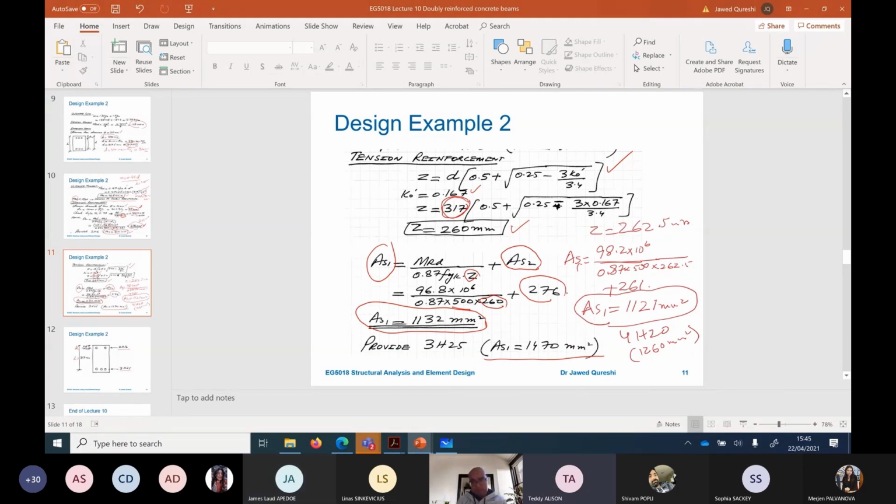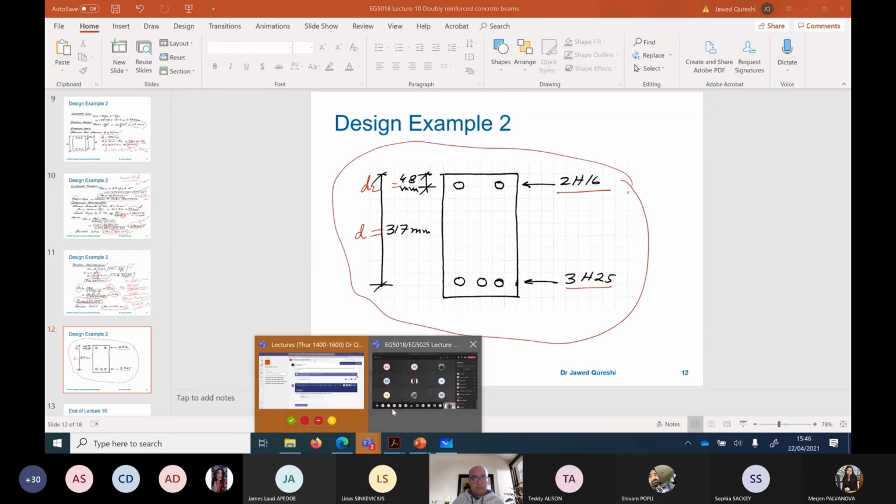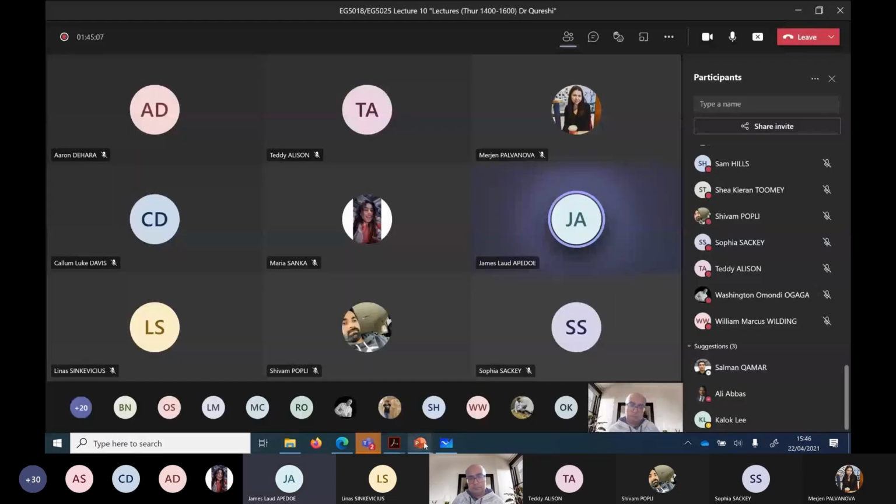Sir, is that X value always a constant 0.45? X is 0.45 of D. Yes, it is constant by the design code. Okay. And then finally, draw this diagram to show that whatever you're providing, it's there. Any questions? Can you draw that diagram?